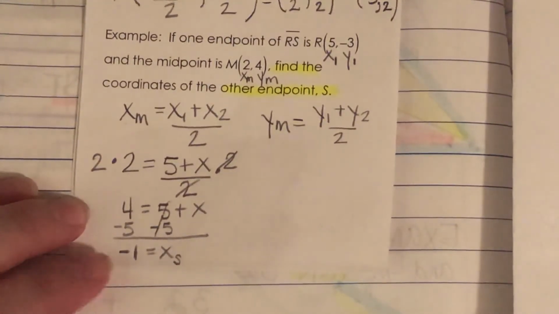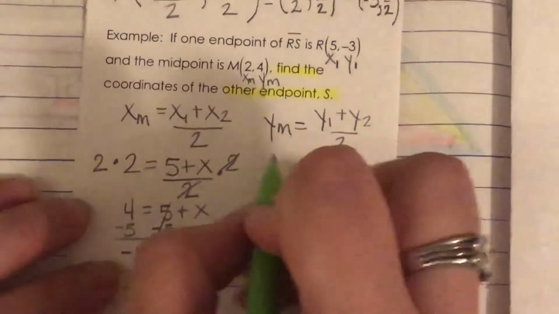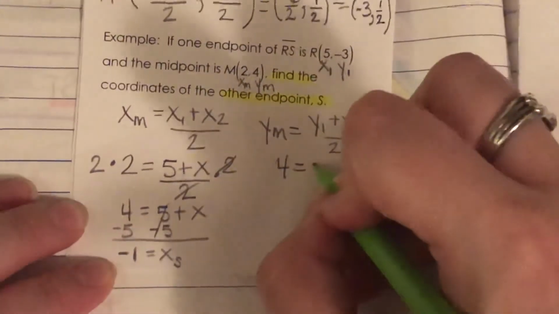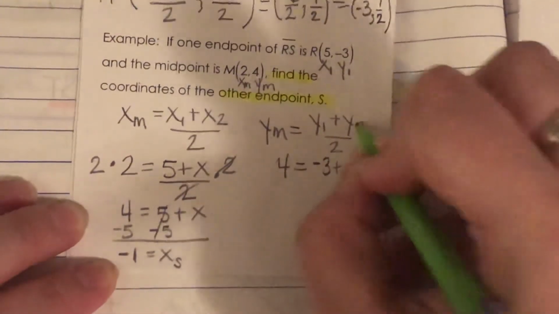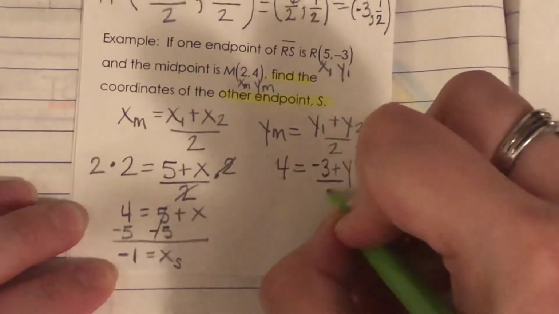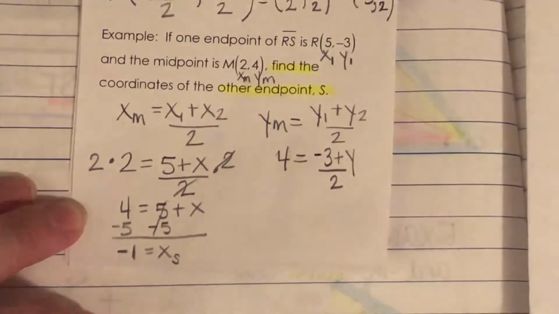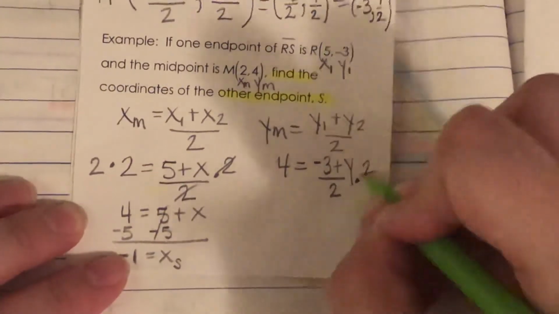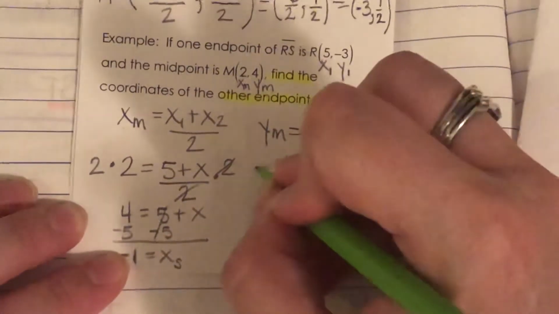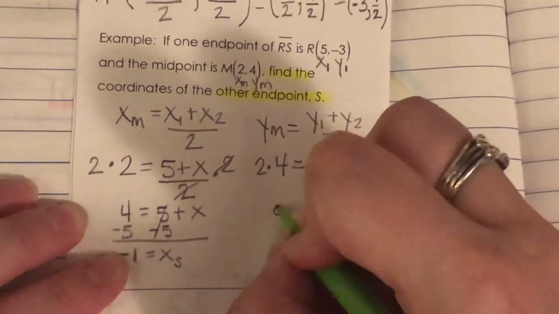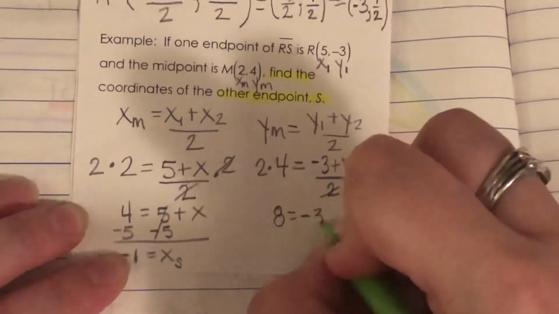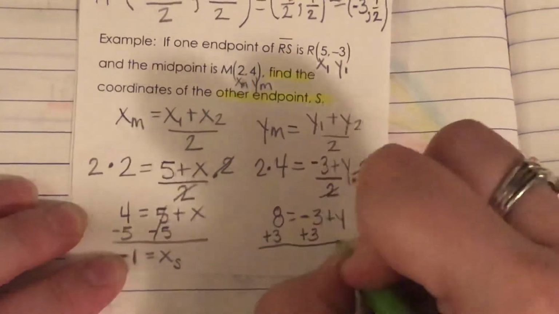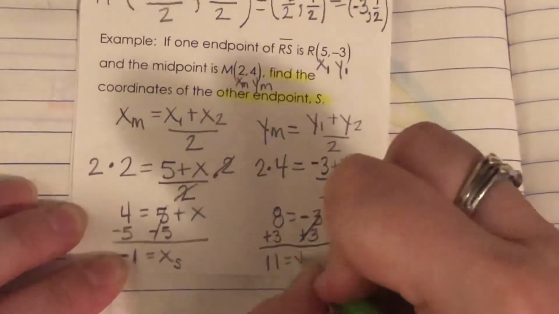Now let's go ahead and do the same thing for Y of M. Y of M is 4. Y1 is -3 plus Y2 from my formula, but I'm going to drop the 2. I could change it to S divided by 2. Same thing. I see that fraction. I'm going to multiply by 2. Multiply by 2. 2 times 4 is 8 equals -3 plus Y. I'm going to add my 3. Add my 3 to the other side. 11 equals my Y of S.